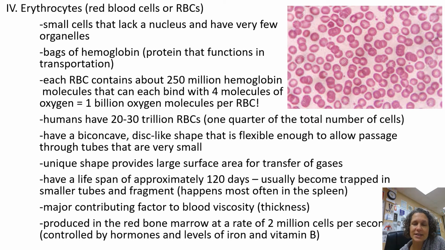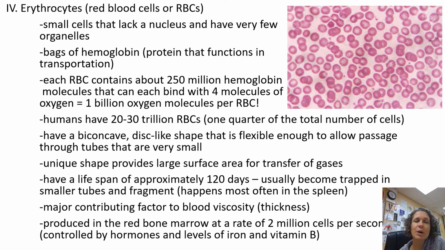The erythrocytes, so these are the red blood cells. Tiny little cells. They don't have a nucleus, they don't have a lot of organelles. They're kind of short-term cells, and what they are actually filled with is hemoglobin. And hemoglobin is a protein that carries the oxygen. It works in the transportation, and a red blood cell contains about 250 million hemoglobin molecules. A lot for just one red blood cell.